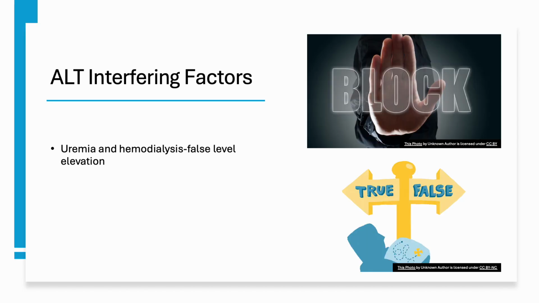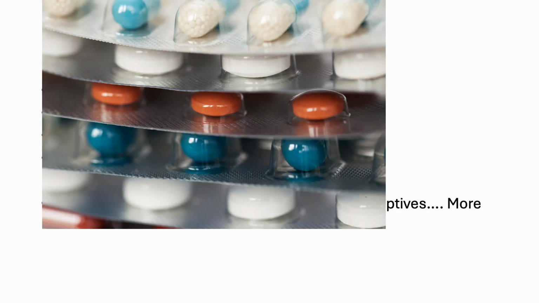Some interfering factors with ALT values are uremia and hemodialysis, which cause a false elevation in the level of ALT. Medications that can increase ALT levels are many, but I'm going to zoom in on these 4: acetaminophen, aspirin, carbamazepine, and phenothiazines. Others listed are cephalosporins, codeine, digitalis, oral contraceptives, and more, including propranolol, tetracycline, verapamil, and indomethacin.